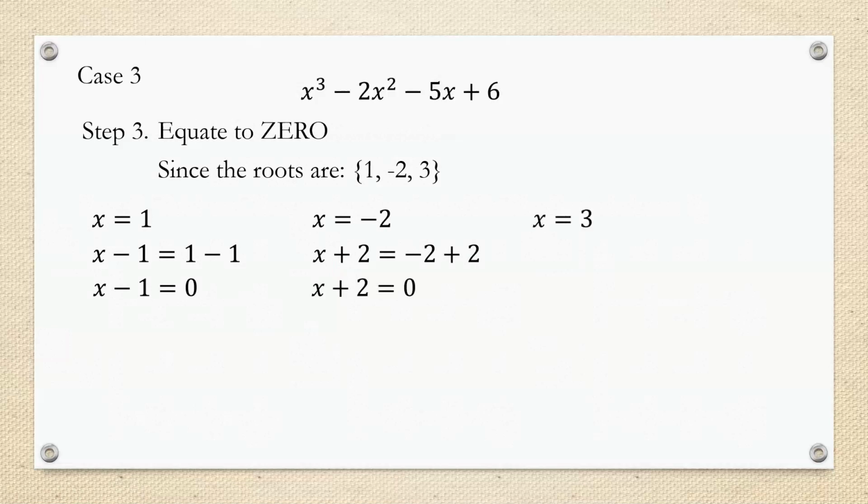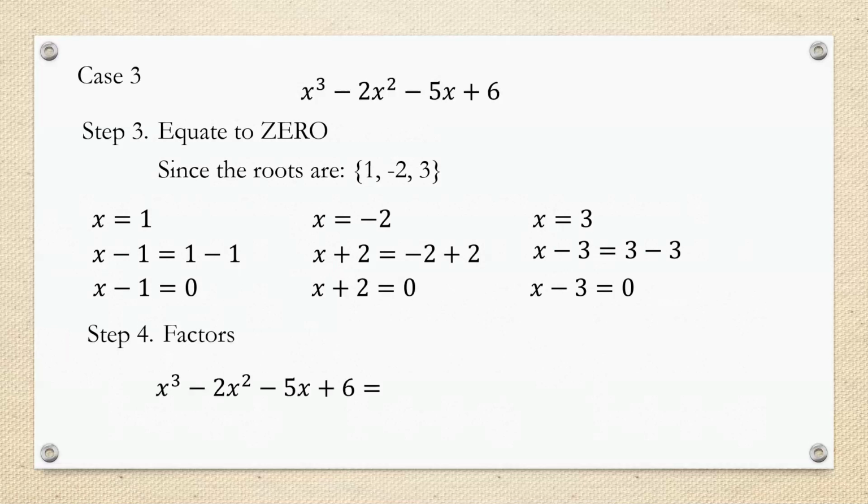How about number 3? Positive 3. So the same with positive 1. So negative 3, and then 0. So I have x minus 3 is equal to 0. Now, since I have x minus 3, so x minus 1, x plus 2, x minus 3 is actually step 4 natin, factors na yan. So, x cubed minus 2x squared minus 5x plus 6 has a factor of x minus 1, syempre, x plus 2, and x minus 3.